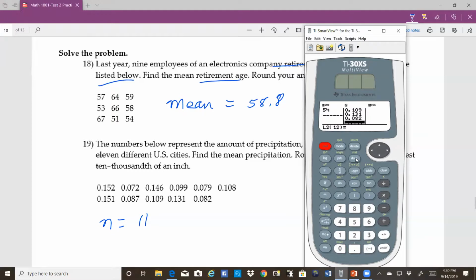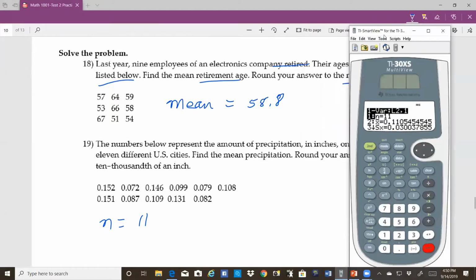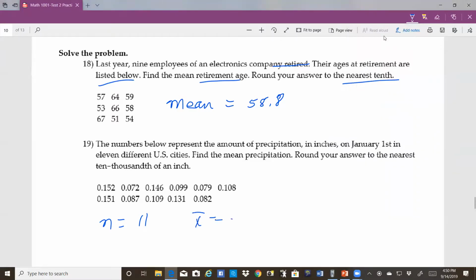I'm going to now hit second data, which is stat, do variable statistics, and then do it on L2. You've got to always remember which list you put it in. And then frequency is 1, hit calc. And the average is 0.11054. And rounding it to the nearest thousandth, it would be 0.1105.